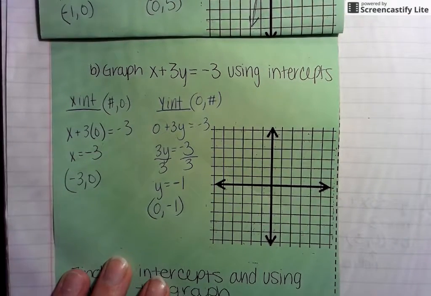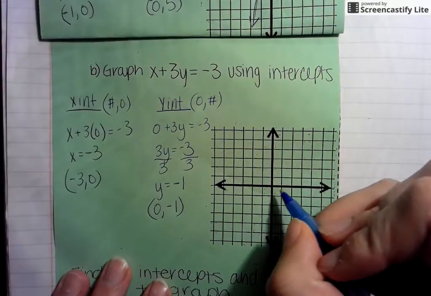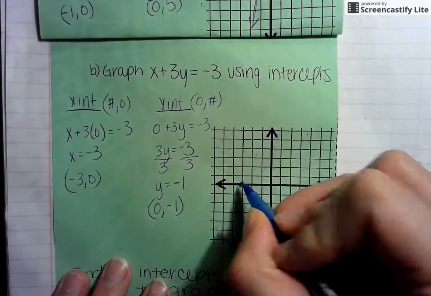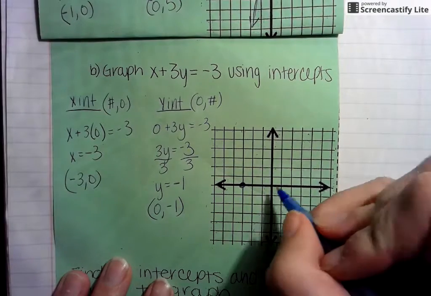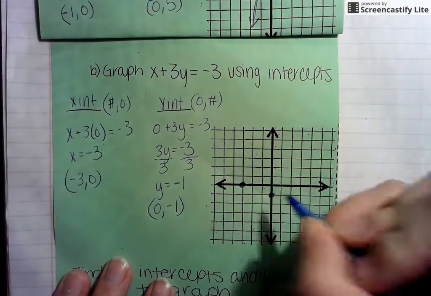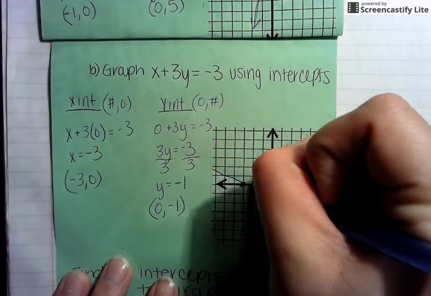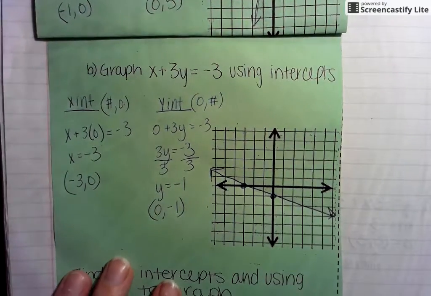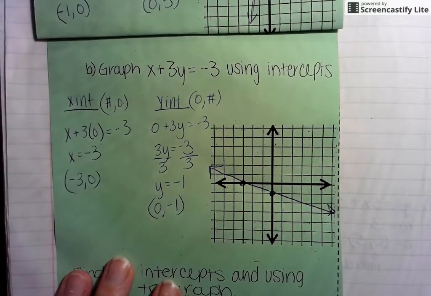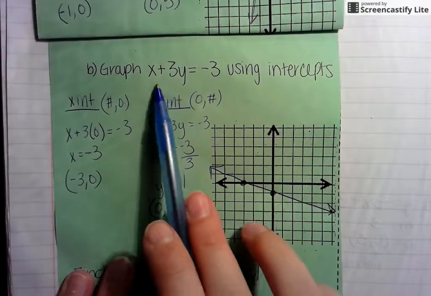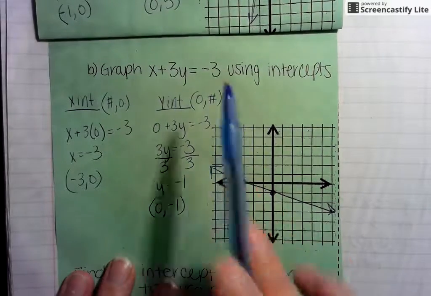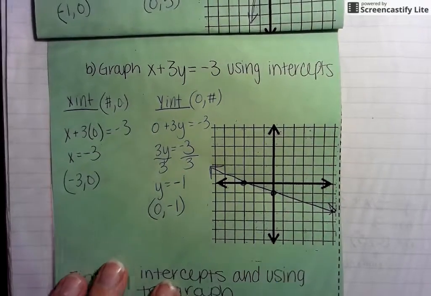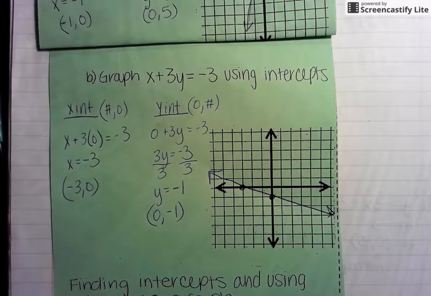To plot my graph, I only need 2 points. So I have -3, 0. So 1, 2, 3 is my x-intercept, and then 0, -1 is my y-intercept. I can draw my line. And here would be my linear graph. Now you can always make this into y equals mx plus b and then check to see if you are correct. And that would be how you solve using intercepts.